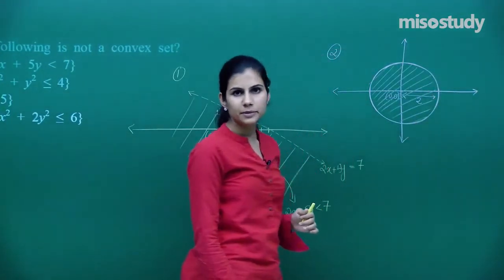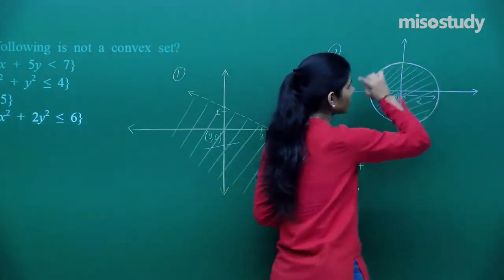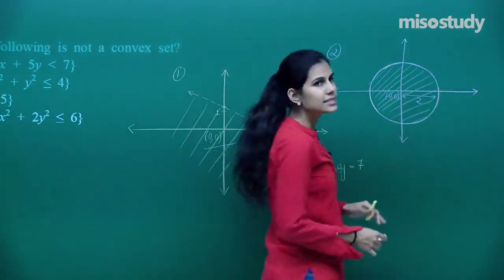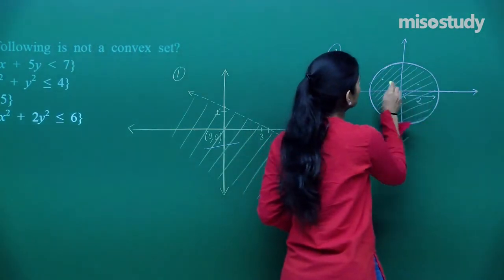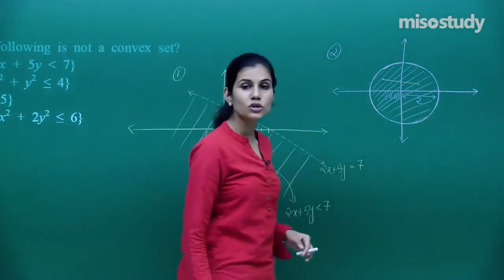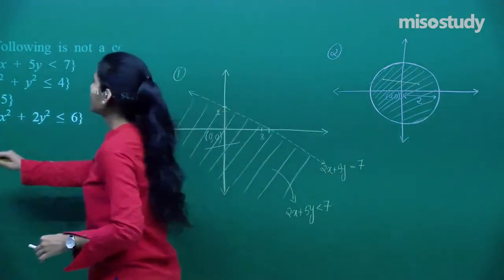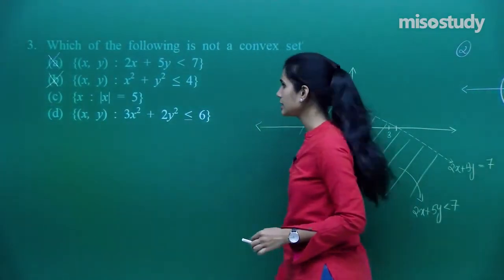So the region represented by x square plus y square less than equal to 4 is the points inside the circle and the points on the boundary. Is this a convex set? Yes, of course. You pick up any 2 points in this region, the straight line joining them is always going to lie in the same region. So even this is a convex set. I am going to say this is a wrong option because I want to find out which is not a convex set. What is this?